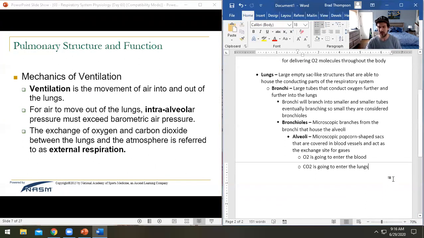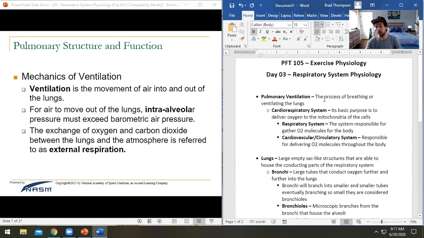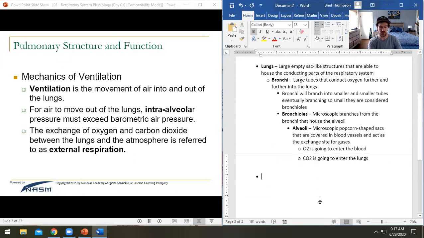So let's go ahead and look at ventilation. Let's break ventilation down a little bit further. Now that we know all the working parts, let's talk about how we actually breathe. Ventilation, again, if we go back to the top here, pulmonary ventilation is the process of breathing, or ventilating the lungs. It is the movement of air into and out of the lungs.